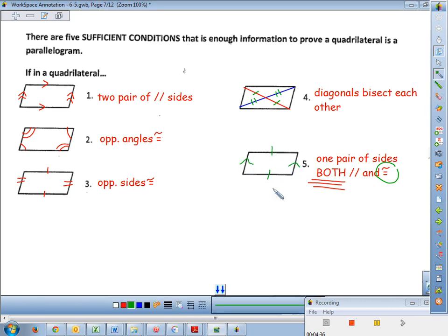Does that work? It's like the same picture over again. What if I did this? Yes. What if I did this? Yes. So let's see why that works.